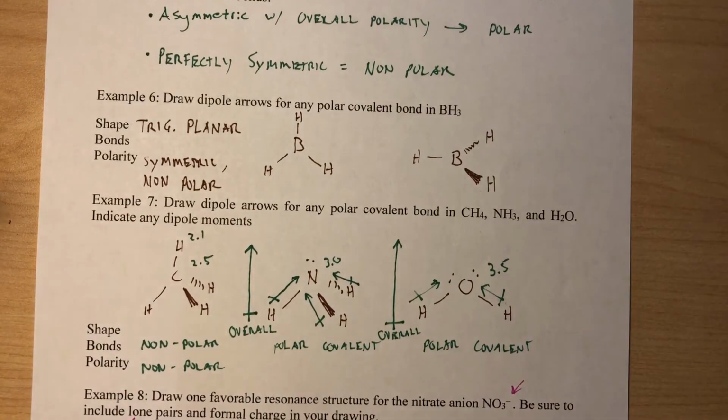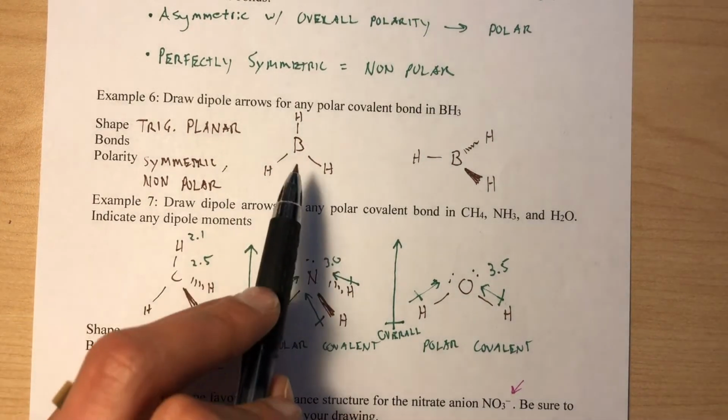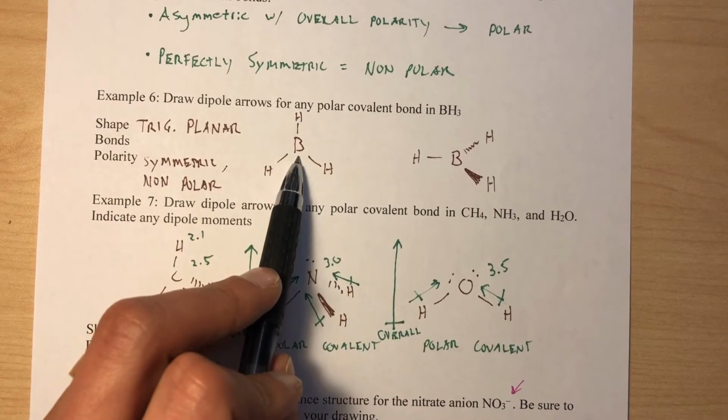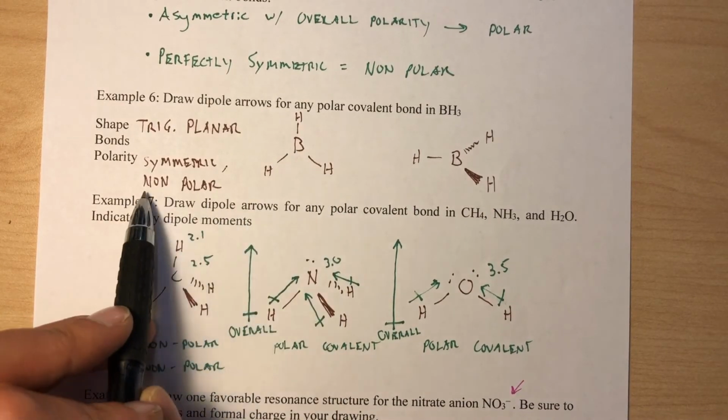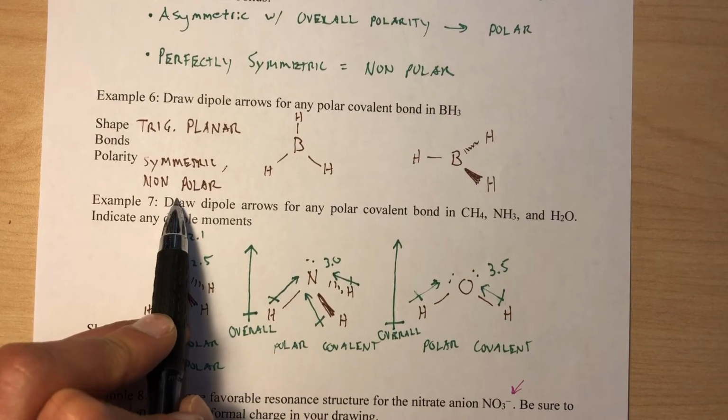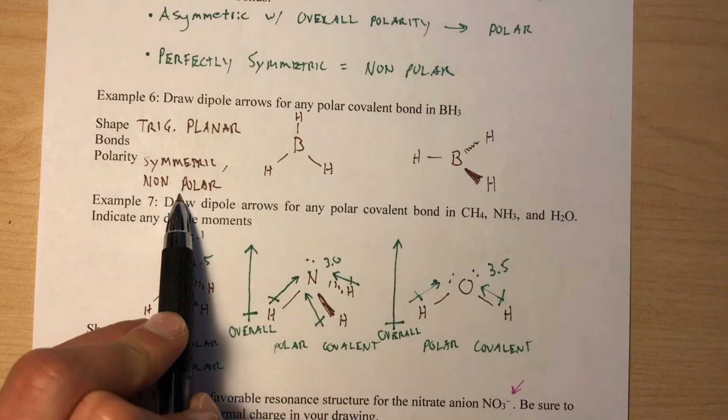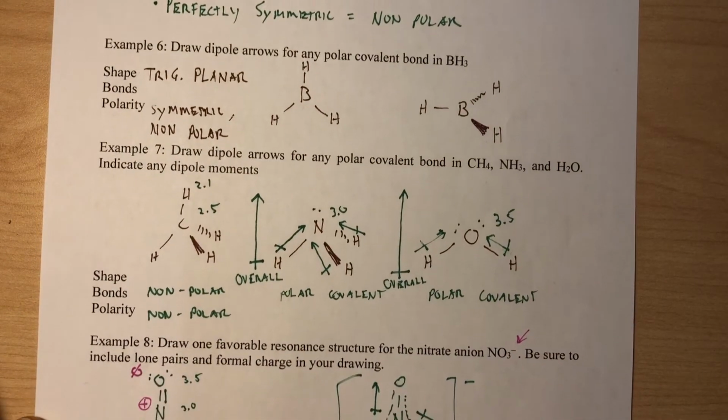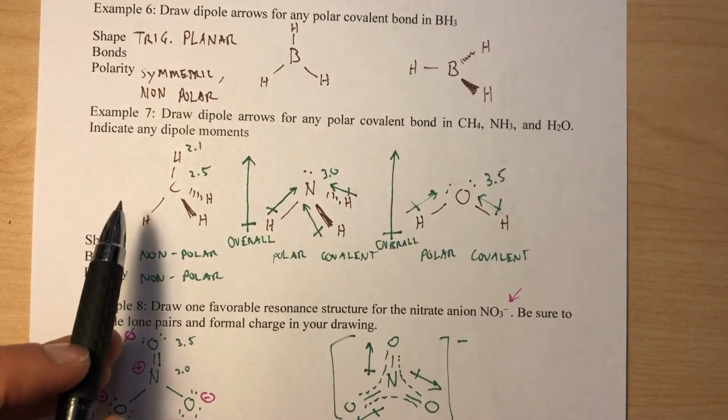We don't even actually have to analyze this compound in terms of the difference in electronegativity because it is perfectly symmetric, so there's no way that it can be polar. In the next example, we're comparing methane, ammonia, and water.